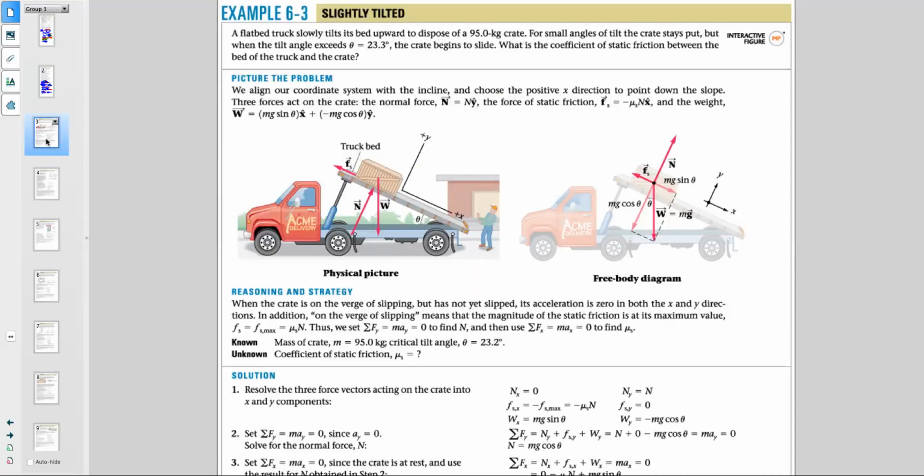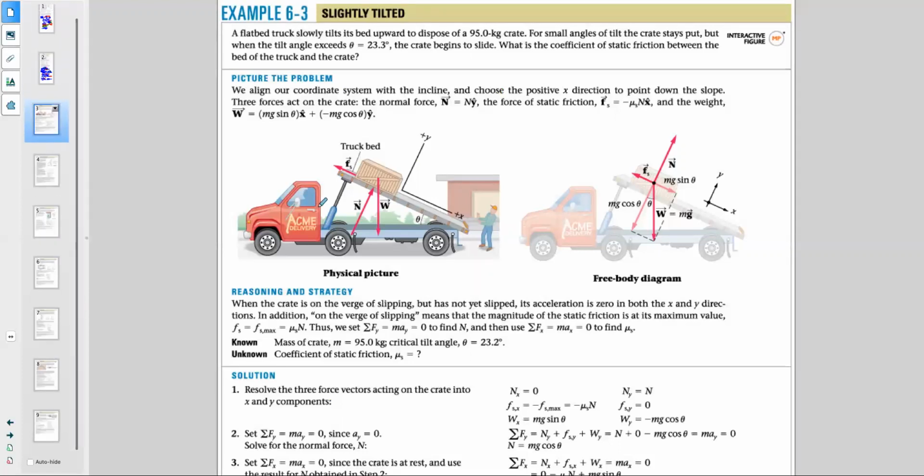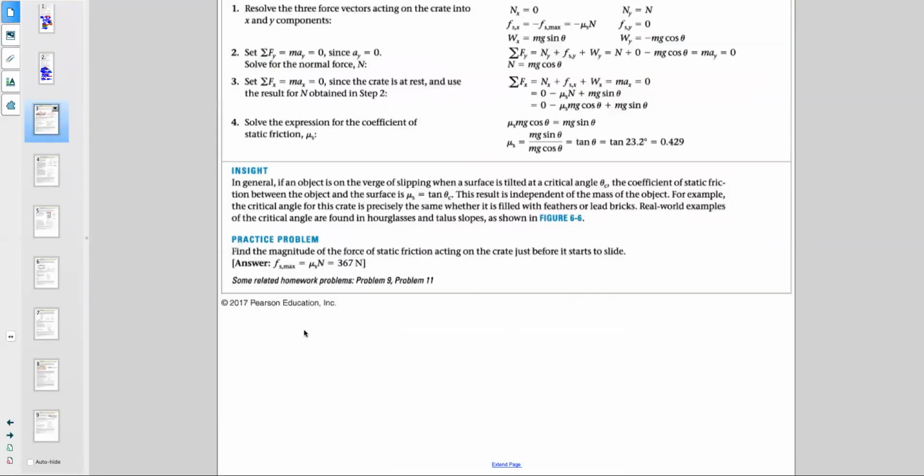Okay, example 6-3, another very important example. Go ahead and pause the video, work on this problem, write down things that you have, and then we'll come back and solve it together. A flatbed truck slowly tilts its bed upward to dispose of a 95 kilogram crate. So m is 95 kilograms.